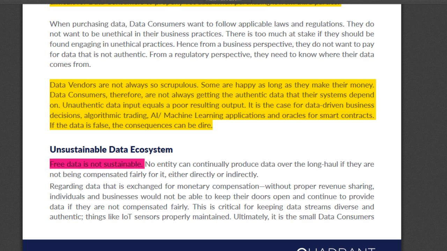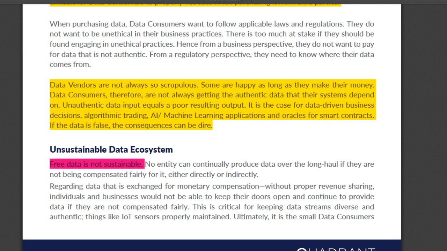And then, unsustainable data economy. We need more data to fix more problems. So free data is not sustainable. Nobody's giving this stuff away for free. The few places where you can just get some data, it's either not in the right format or it's not enough data to make any real decisions on.